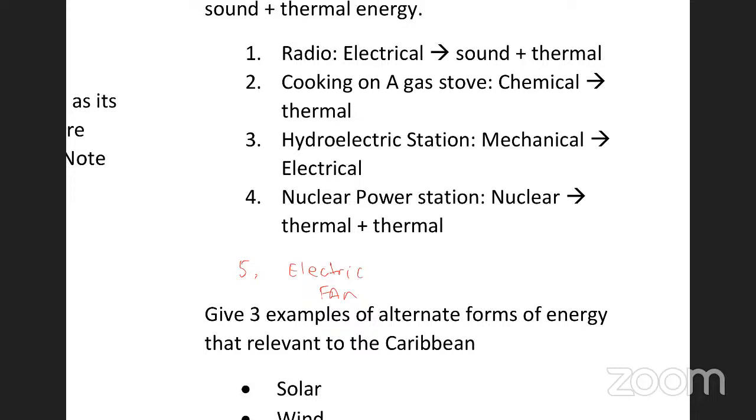Thermal. Right. Mechanical and wind energy. Mechanical, because the electrical energy is turning the fan blade. And the fan blade is giving you wind energy itself. Then thermal. All right, so write that up.